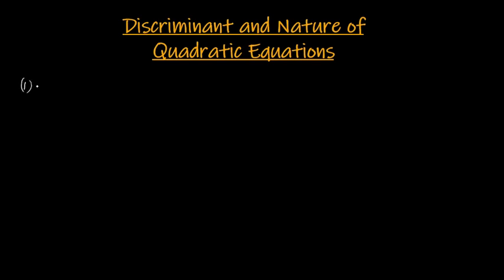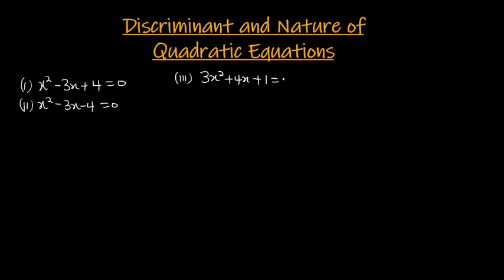So we have x squared minus 3x plus 4 is equal to 0. x squared minus 3x minus 4 is equal to 0. We have 3x squared plus 4x plus 1 is equal to 0. And then the last one, IV, is x squared plus 10x plus 25 is equal to 0.